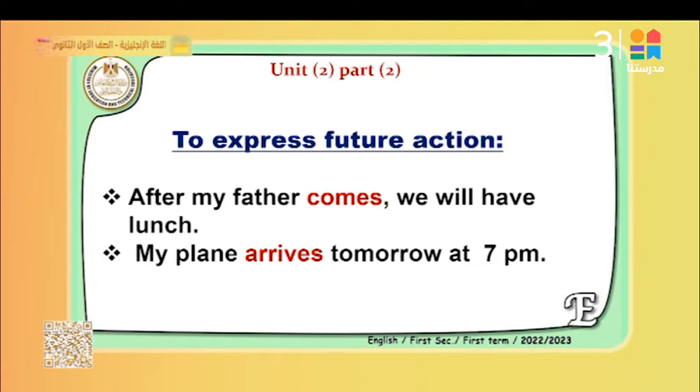For example, we can say our exams start in June. So from now we know that the final exam starts in June. So here we say the final exam starts. If I say our exams, plural, we will say our exams start. So we use the present simple tense to express something or event on a timetable in the future. Okay, so my plane arrives tomorrow at 7 p.m.